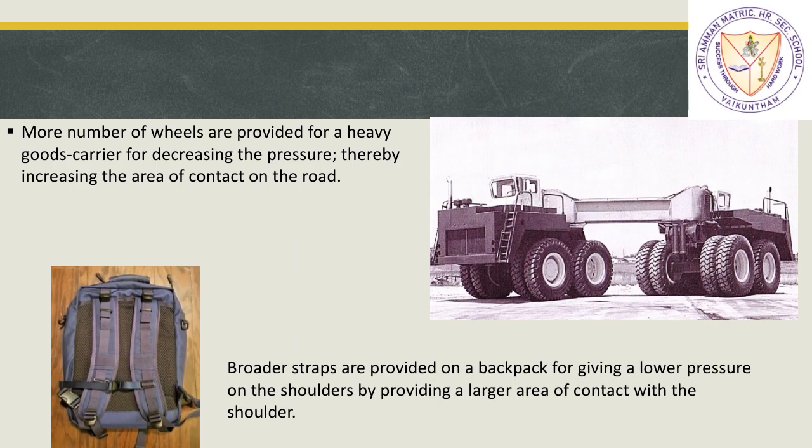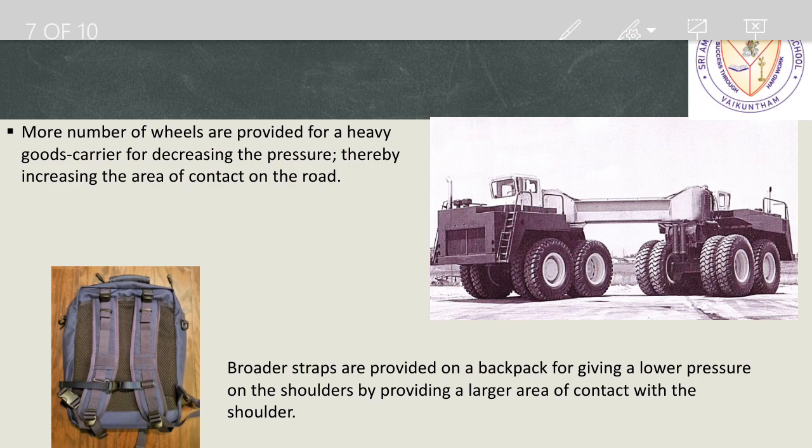The other one is broader straps provided on the backpack for giving a lower pressure on the shoulders by providing a larger area of contact with the shoulder. So we have seen our school bags will be having two straps, right? So those straps will be broader. They'll not be just like a thread. None of your bags will be having a thread. So it will be a broad strap.